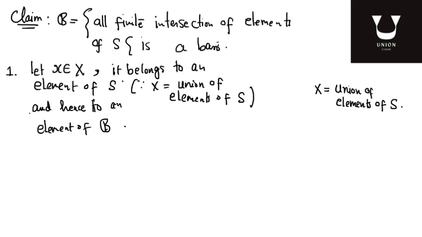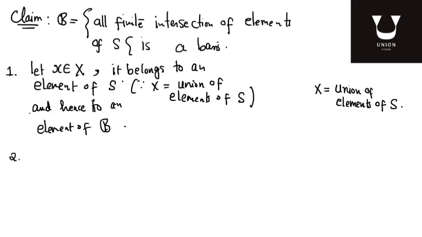So for any element small x there in capital X, what I proved is that there is an element in script B such that x is there in that element. So the first condition is satisfied. So let us see the second condition. Very simple.